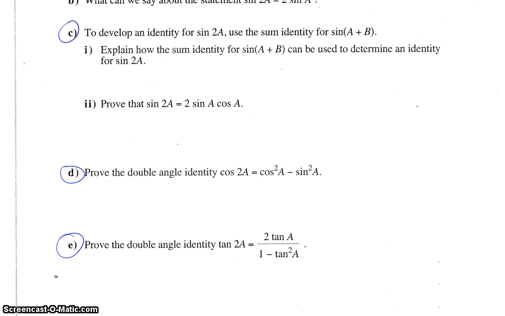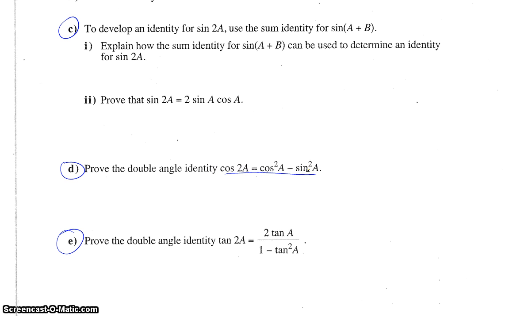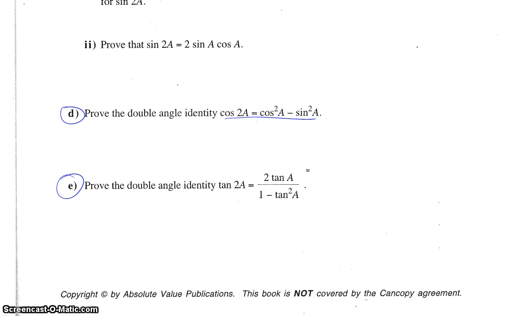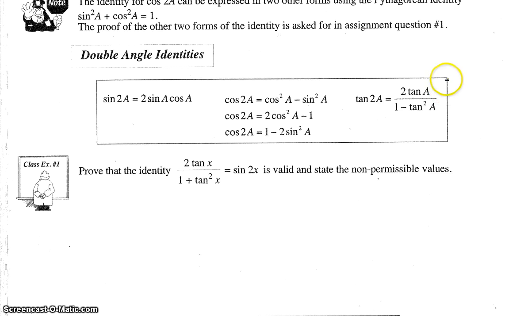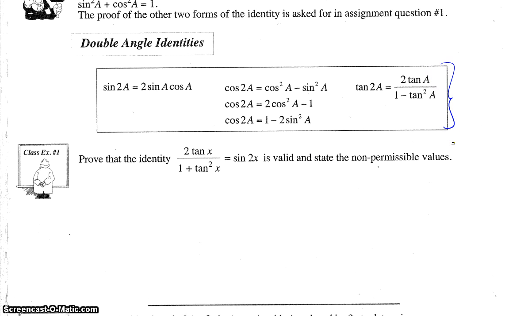But what we're going to do is use those identities, that the cos of 2a is cosine squared a minus sine squared a, and tan 2a is 2 tan a over 1 minus tan squared a. We're going to use all of these double angle identities, which are on your formula sheet, in other proofs.